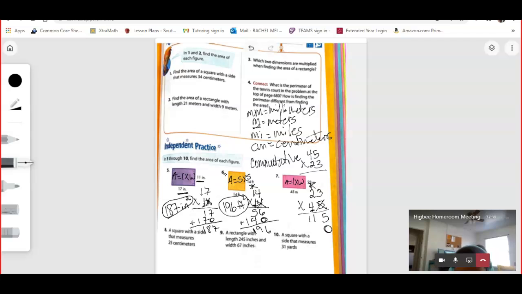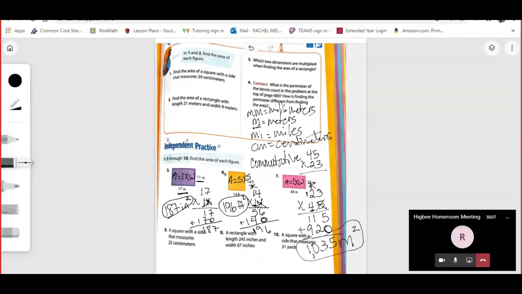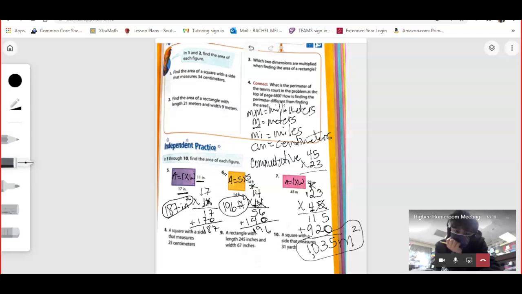All right. 4 times 3, 12. 4 times 2, 8, plus 1, 9. All right. Add them together. 5 plus 0, 5. 1 plus... 5, plus 2, 3, and 1 plus 9, 10. Okay. And what's my unit of measure again? Meters. Meters squared. All right. Any questions? Nope.